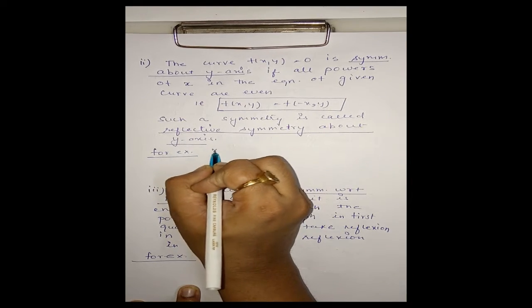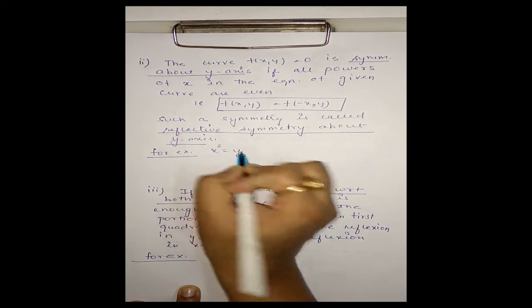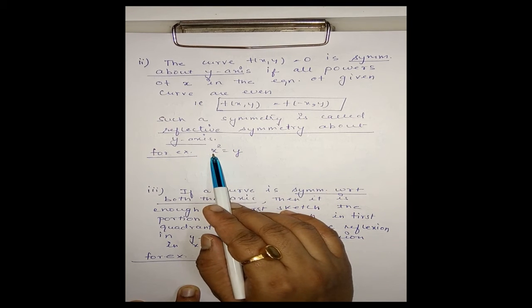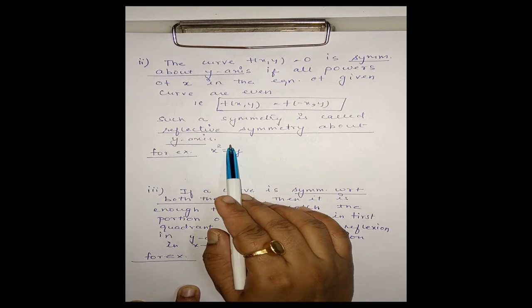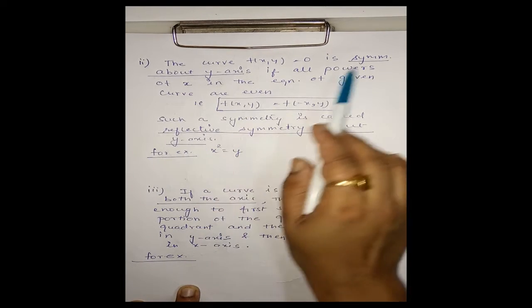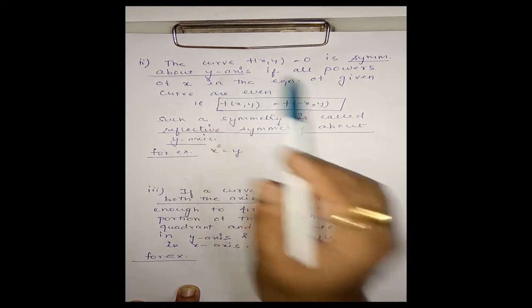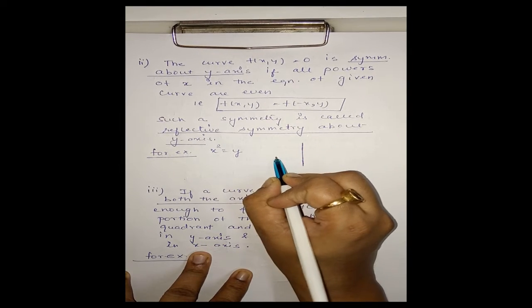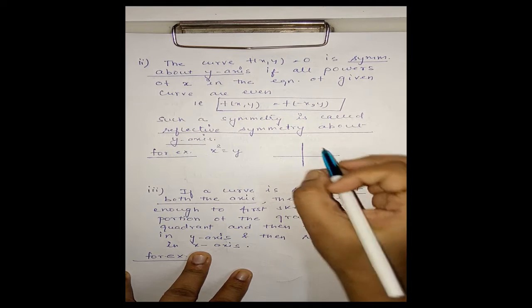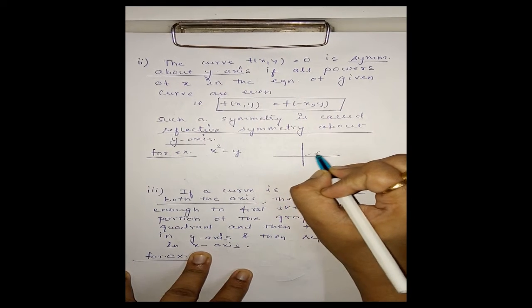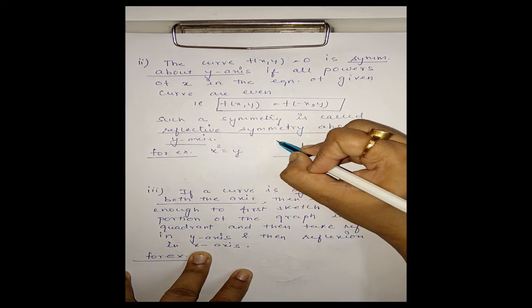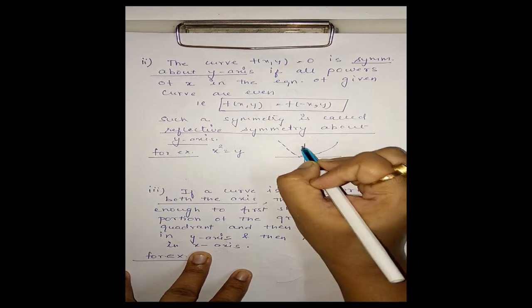Again, if I consider the curve x² = y, this is again an equation of a parabola. Here, in this equation, the power of x is even. That means it is symmetric about the y-axis. Then, for tracing such a curve, it is enough to sketch the curve on the right hand side of the y-axis and take its reflection about the y-axis.